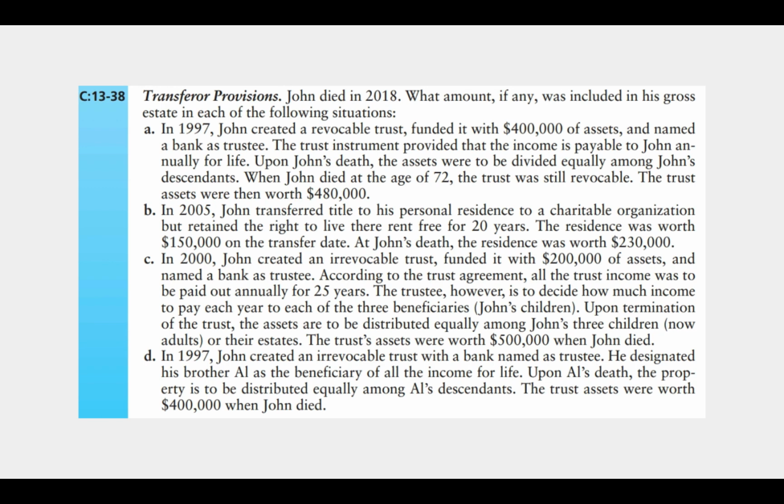C, in 2000, John created an irrevocable trust, funded it with $200,000 of assets, and named a bank as trustee. According to the agreement, all the trust income was to be paid out annually for 25 years. The trustee, however, is to decide how much income to pay each year to each of the 3 beneficiaries who are John's children. Upon termination of the trust, the assets are to be distributed equally among John's 3 children. The assets were worth $500,000 when John died.